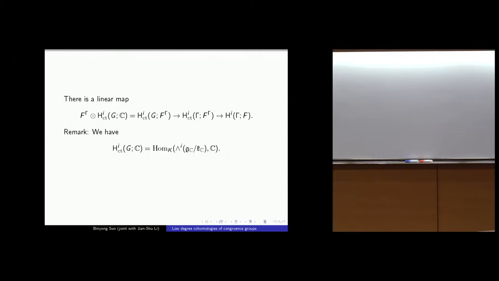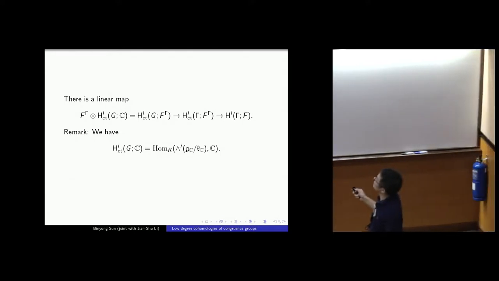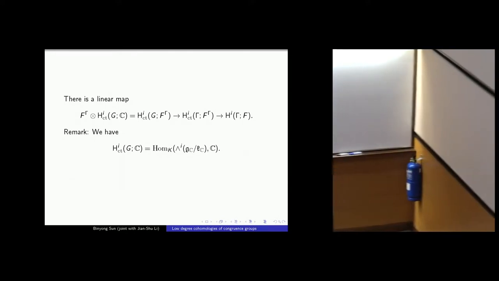There is a canonical linear map from this space to the fixed point space of gamma in F, and this is a continuous cohomology. I will explain the precise definition of continuous cohomology later. But here, just to remind you, in this case it's easy to describe. This just equals the dual space of this wedge space, where g_C means the complexified Lie algebra of this Lie group G.